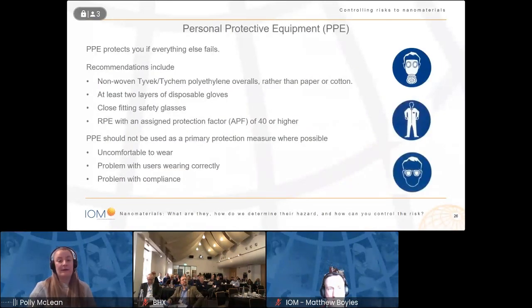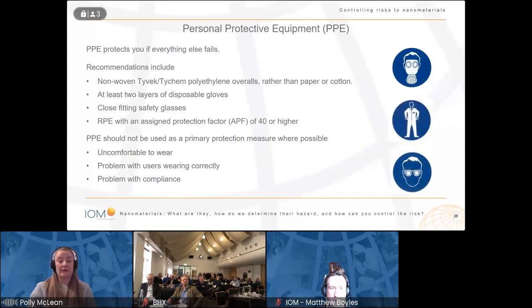And then finally, personal protective equipment. As I said before, we don't want to rely on PPE for nanomaterials. It should really only protect you if everything else fails. But the guidance given for use with nanomaterials is overalls that wouldn't have any risk of retaining or allowing penetration of nanomaterials. So polyethylene is given as an example rather than paper or cotton.